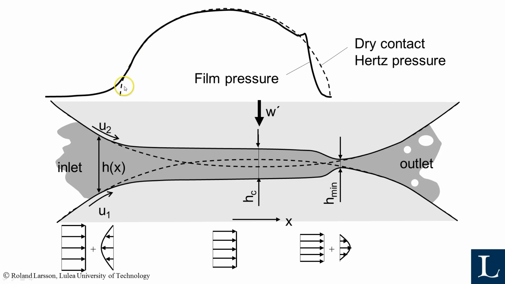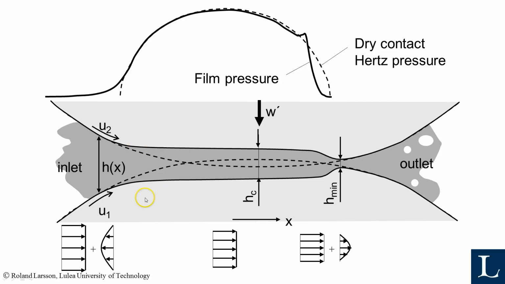You can see that the curves are following each other almost completely, apart from small deviations here in the outlet of the film. And this lower part shows how the film thickness looks in the lubricated contact. And this film has some funny features. This is a typical behavior of both the film pressure and the film thickness.